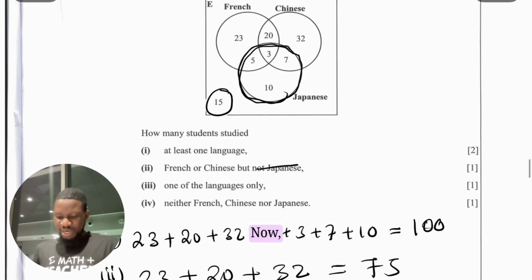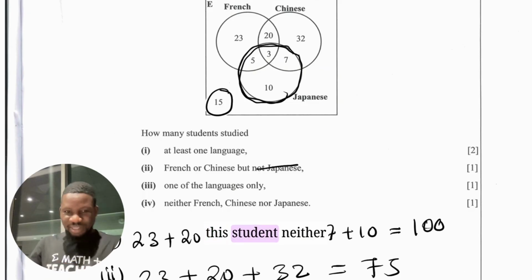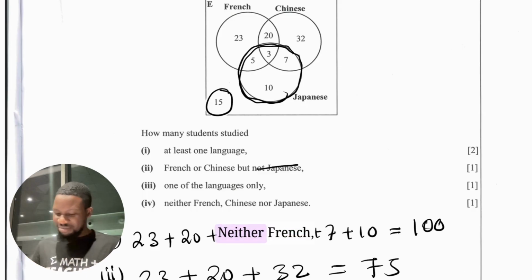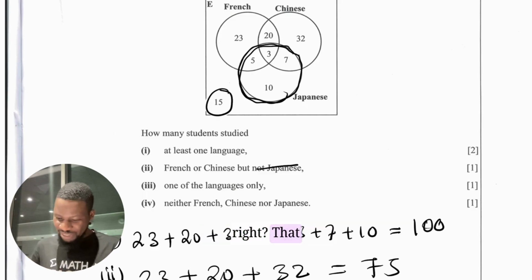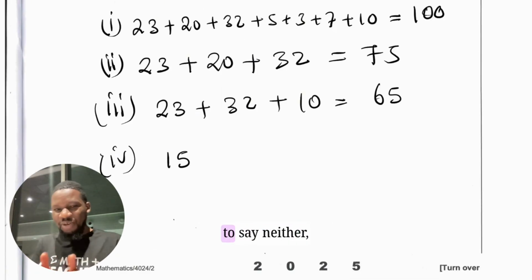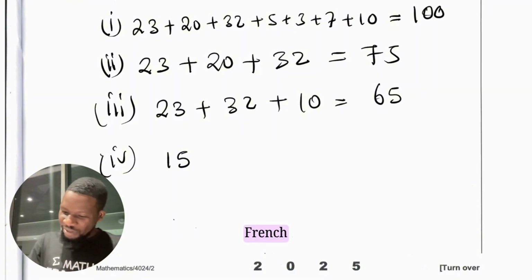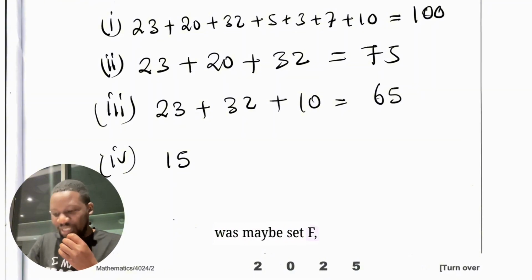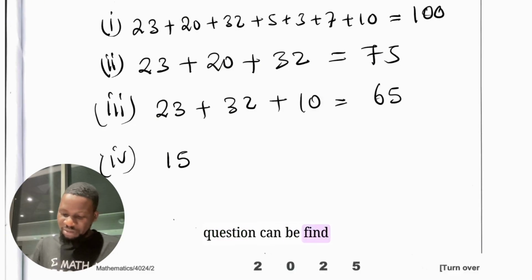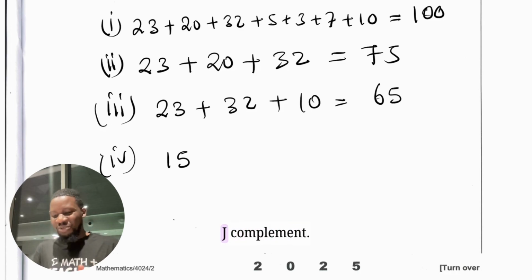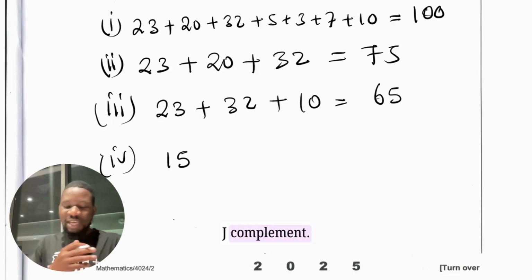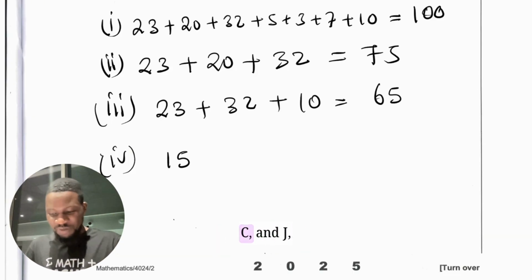Now the last question says this student neither studied French nor Chinese nor Japanese. Neither French, Chinese, or Japanese. 15, right? That is in the complement. If French was set F, then Chinese is C and Japanese is J, the question can be find F union C union J complement. Yeah, that should be the right one. Those that are not in F, C, and J.